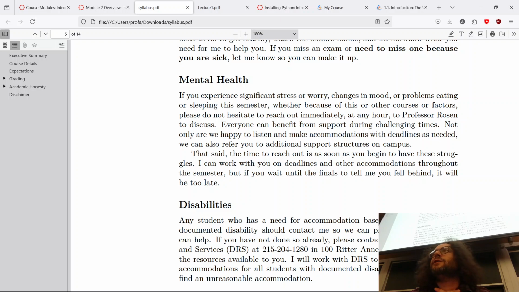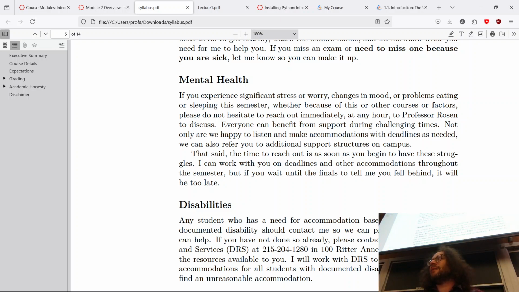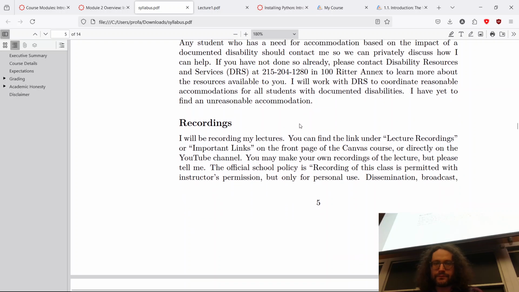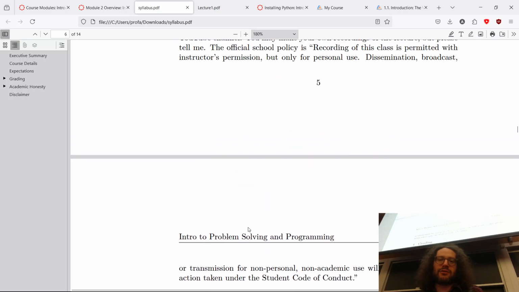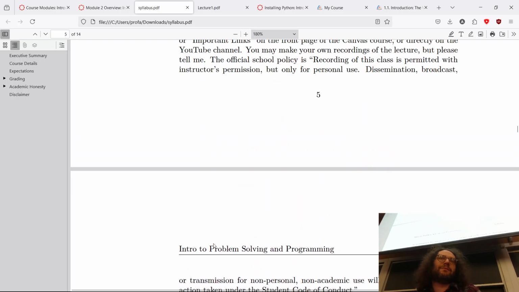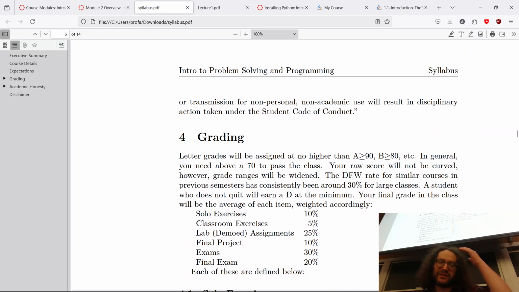Disabilities. If you have an accommodation via DRS, the way you go about that is you let DRS know so that they let me know that you need accommodations. I have yet to find an unreasonable accommodation, so just again let me know what you need. Again, lecture recordings will be there. You're allowed to make your own recordings, but you're not allowed to post those online or share them. That's my job, and also my permissions and stuff.